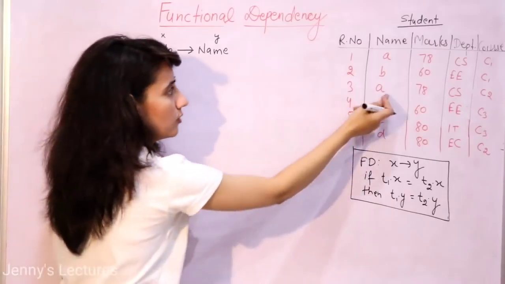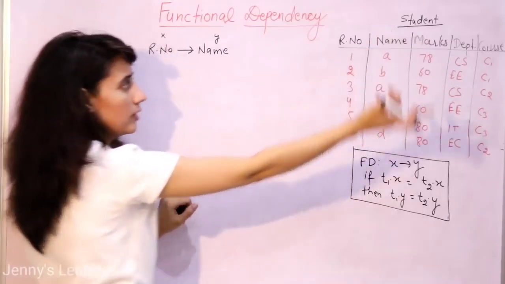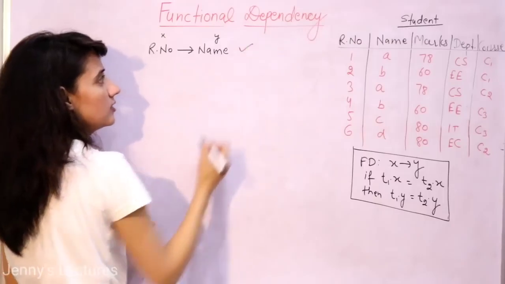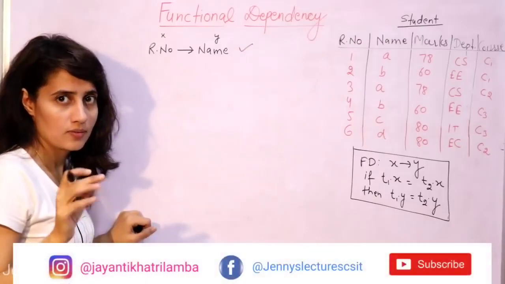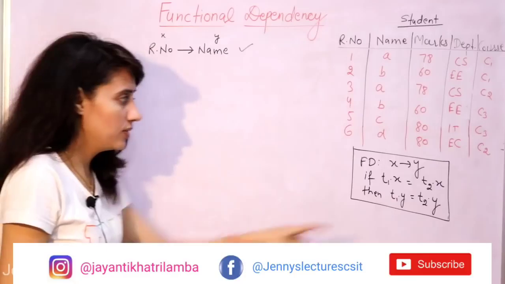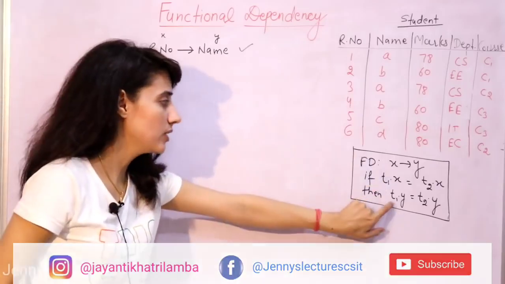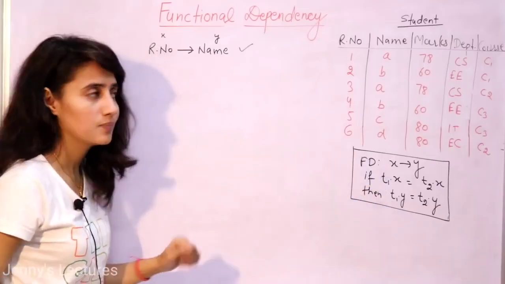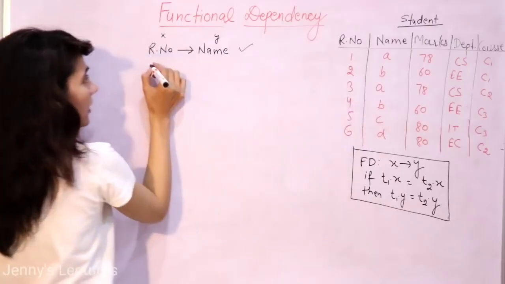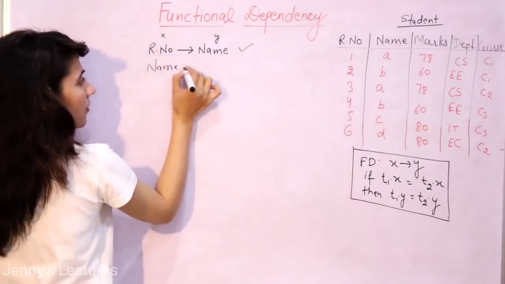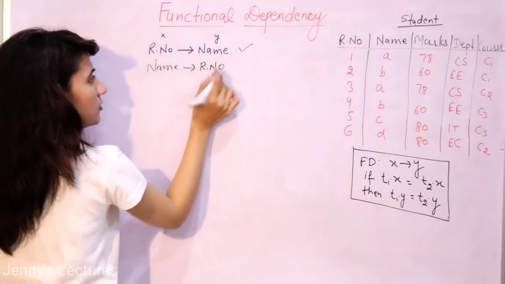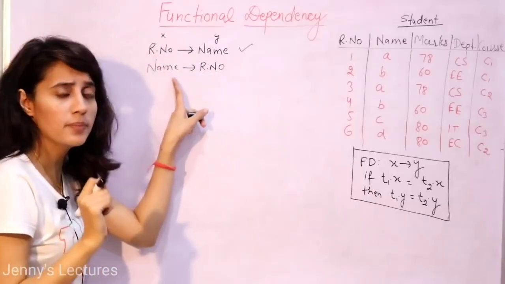So no need to check for y value, no need to check for name. I can say that definitely it is a functional dependency, right? If repetition is there, if this is the case, then only we will check this condition. Now suppose I am writing here name determines roll number. Now check, is this a functional dependency or not?